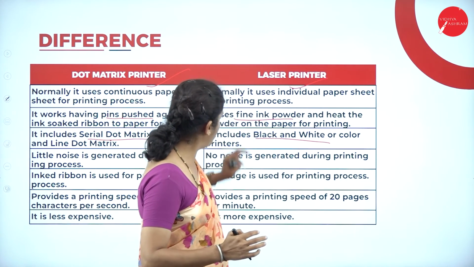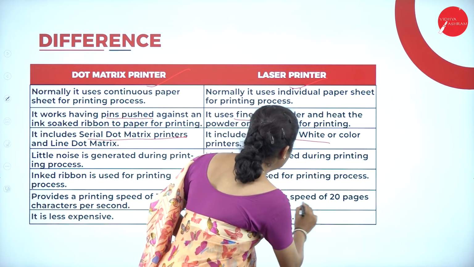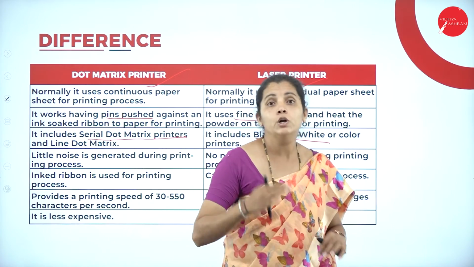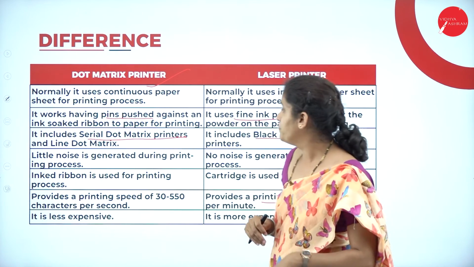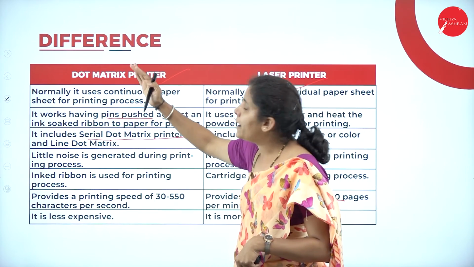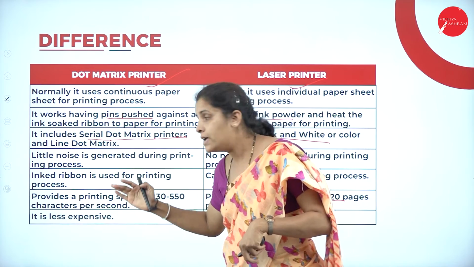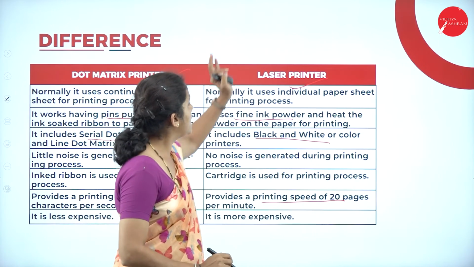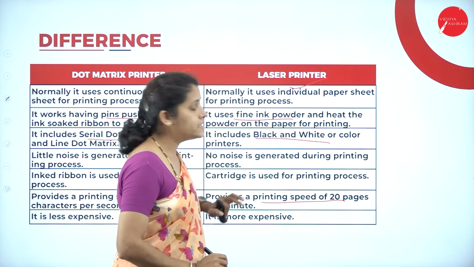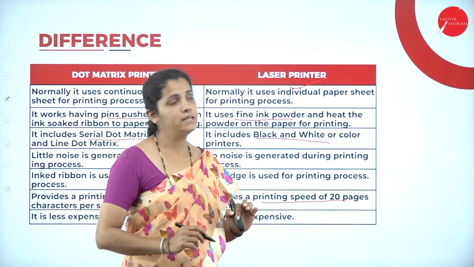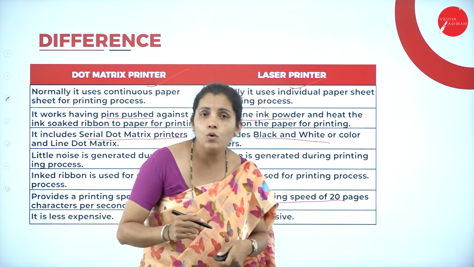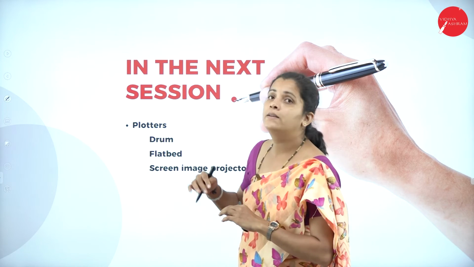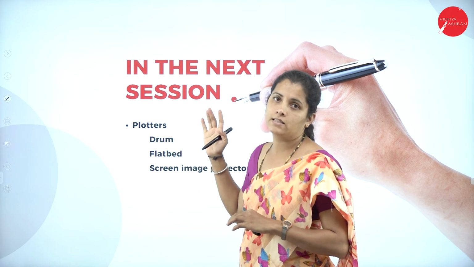Whereas in a laser printer, the printing speed is 20 pages per minute. I repeat, 20 pages per minute. The dot matrix printer is very less expensive, whereas the laser printer is more expensive. That means the laser printer is costlier. These are the certain differences between dot matrix and laser printer.